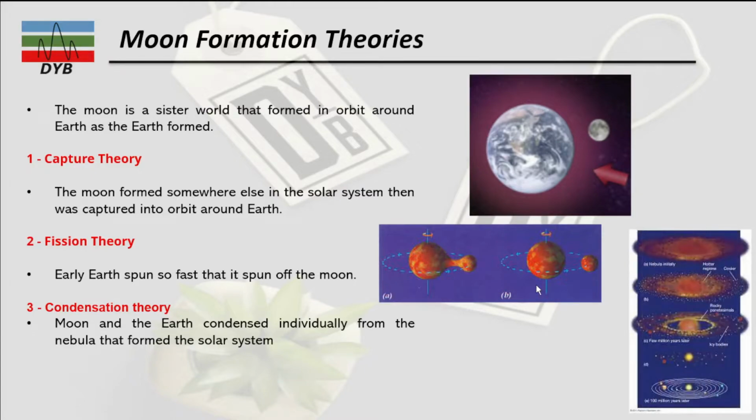And the third theory is the condensation theory. It states that the moon and earth condensed individually from the nebula that formed the solar system. So it's talking about the Big Bang and the nebula. Because of that, everything was formed individually, so the Earth and the Moon were individual. Then the Moon came into the orbit of the Earth.